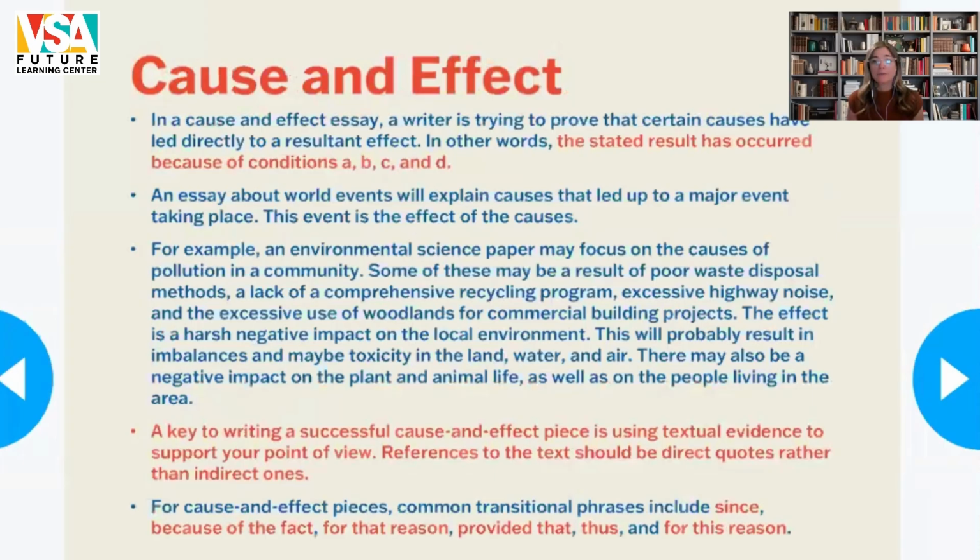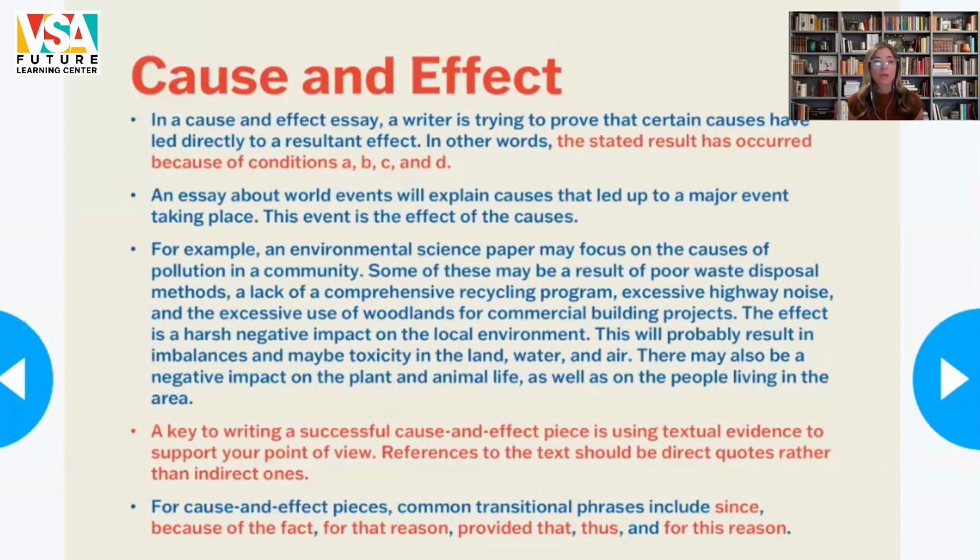Next up, we have cause and effect. In a cause and effect essay, a writer is trying to prove that a certain cause had led directly to a resultant effect. In other words, the stated result has occurred because of conditions A, B, C, and D. So we're familiar with the process of something happening and then other things happening as a result of it. An essay about world events will explain causes that led up to a major event taking place. This event is the effect of the causes. So things occurred which led to the effect.